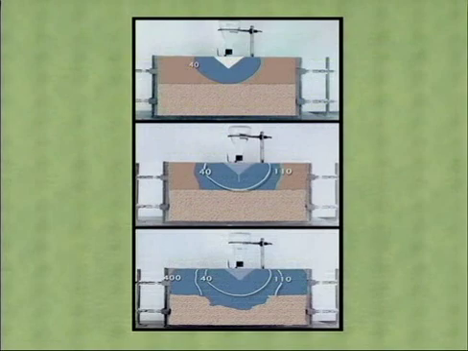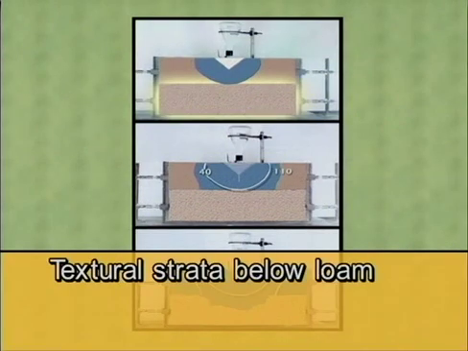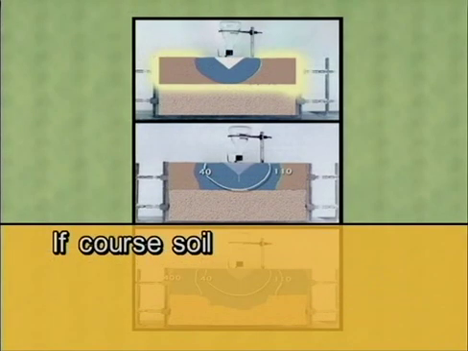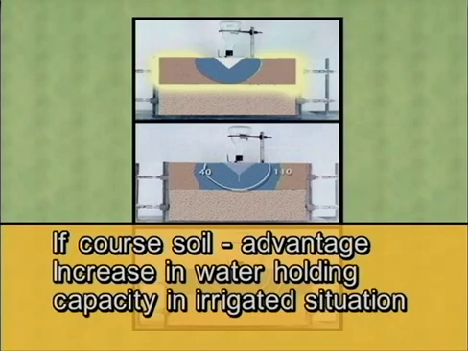So in summary, if we have textural stratification in the soil profile, whether that be a coarse layer or a finer textured layer buried beneath this more uniform loamy soil above, we will see a buildup of moisture above that layer of textural stratification. If it were a coarse layer, that could be an advantage to us in that we could actually see a higher water holding capacity, say in an irrigated situation, in the top part of this soil profile.